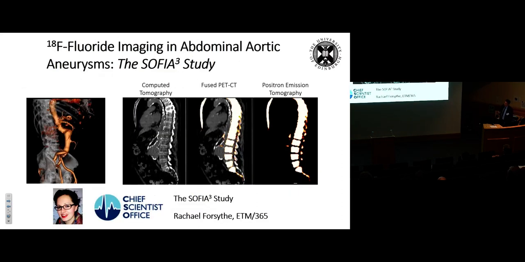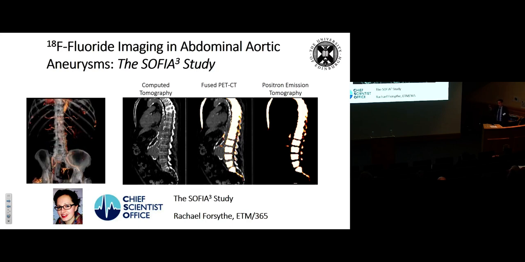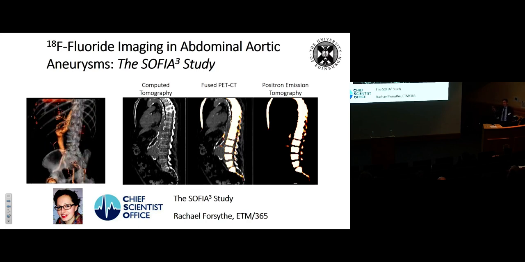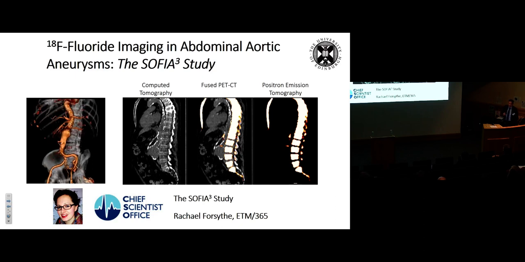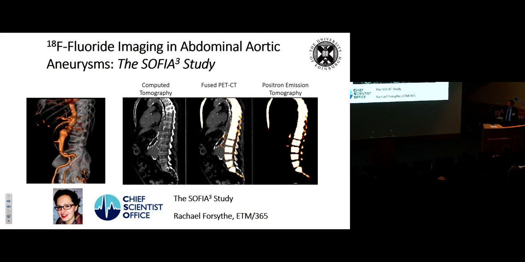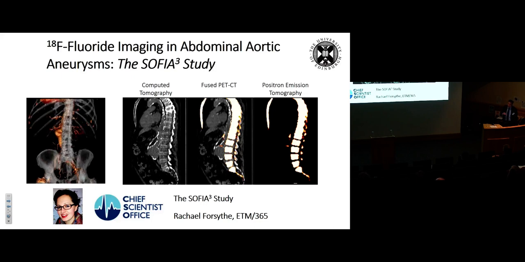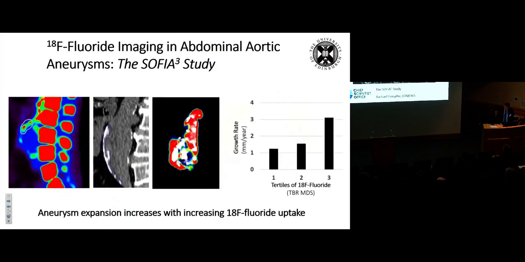We've also turned, I'm slightly going off topic, but it is still a vulnerable plaque in the aorta, arguably. We've been looking at aortic aneurysm disease, and Rachel Forsyth has done a nice study, which we call the SOPHIA study, where we've used sodium fluoride in patients with abdominal aortic aneurysms to see whether that can predict future problems.